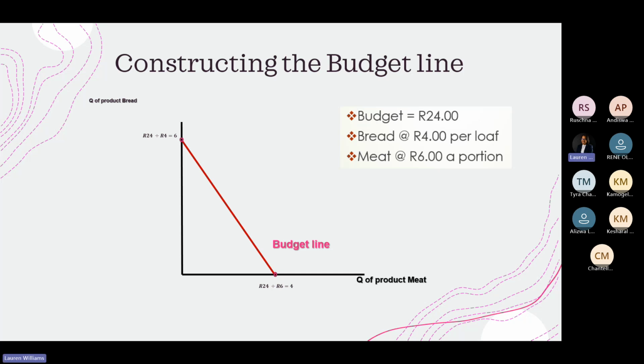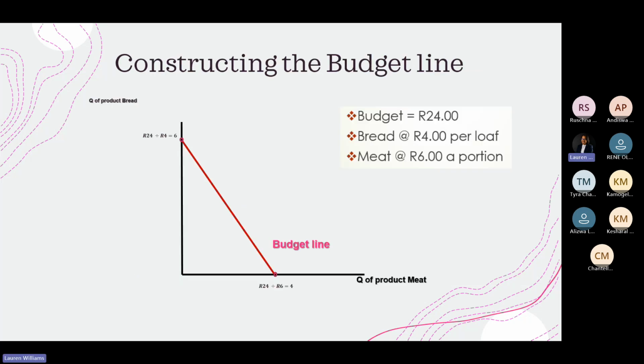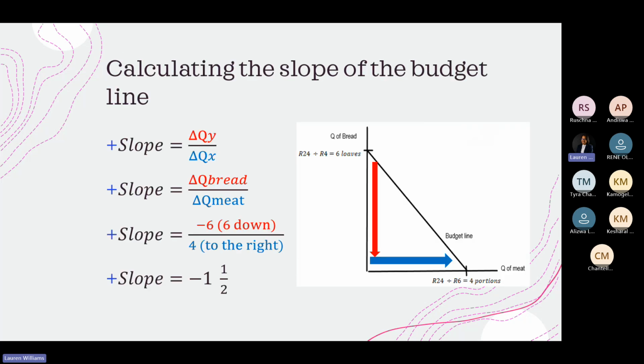Versus meat, 24 divided by 6, I will be able to purchase 4 units. You draw a straight line, you label your curve, budget line, okay? And that essentially is how we derive a budget line. So it's very simple, okay? We will then look at now the slope of the budget line. And here we just need you to understand the concept. It seldom gets tested. It's just one of those things we need you to understand.